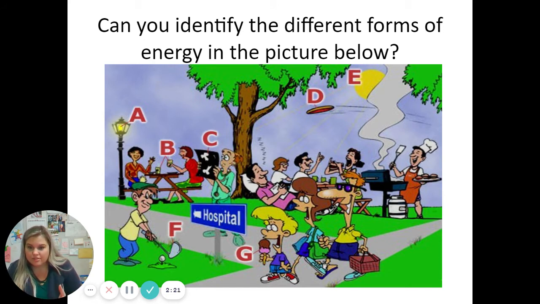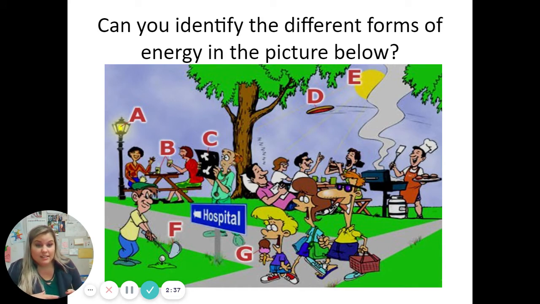That's electrical energy. B is pointing at those cups of coffee. That's thermal. C is pointing at the X-ray, so we consider that radiation. Whereas D is the frisbee in the air, so we consider that motion, just general motion, kinetic energy.